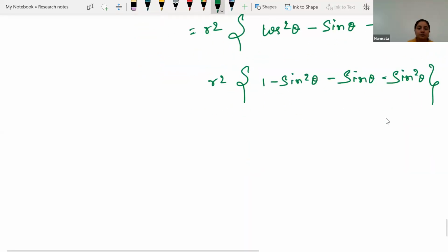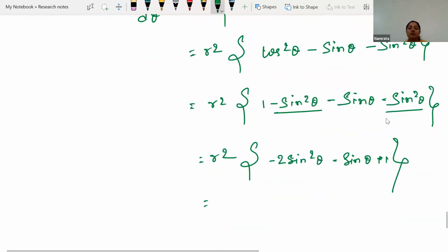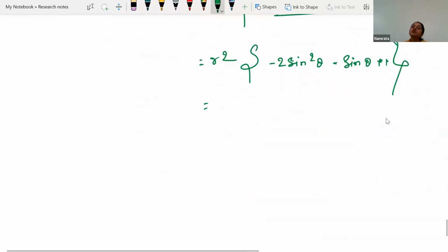So what are we getting here? R square, and this minus sine square theta minus sine square theta becomes minus 2 sine square theta. So we are getting minus 2 sine square theta minus sine theta plus 1. This is our dA over d theta. We will factorize it and then compare it with 0 to get the critical point. Let's say this sine theta is just t. So we have minus 2t square minus t plus 1.